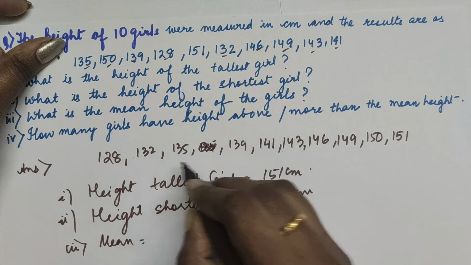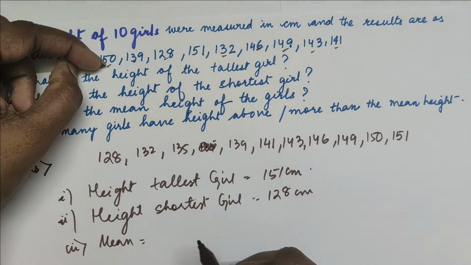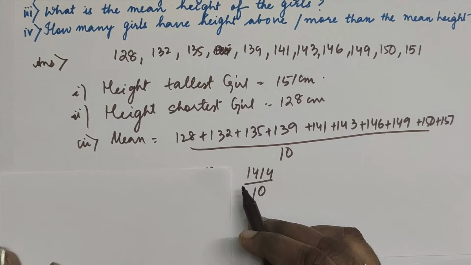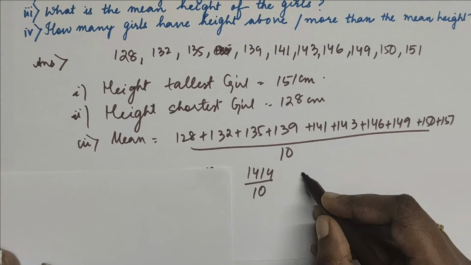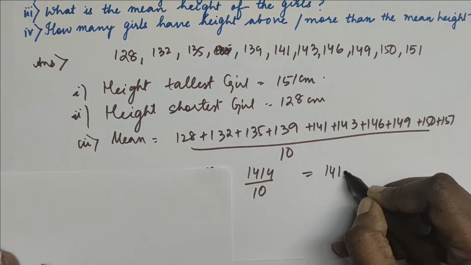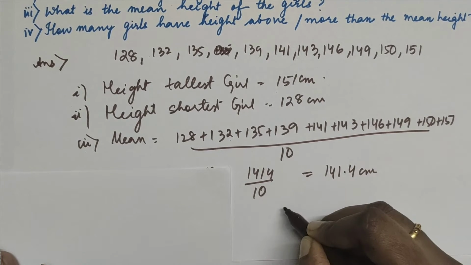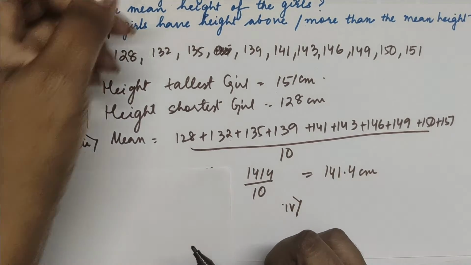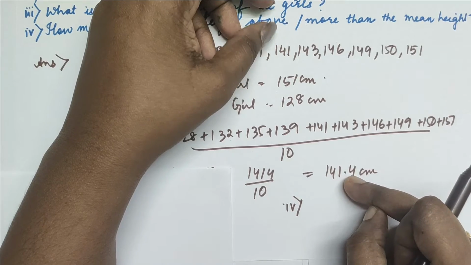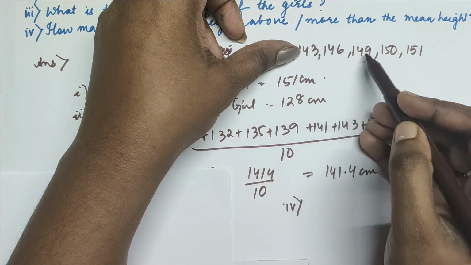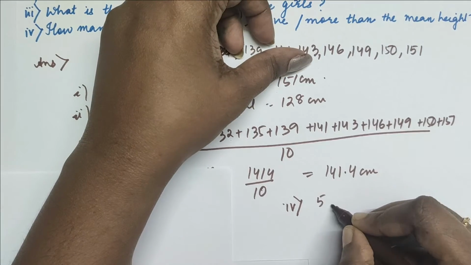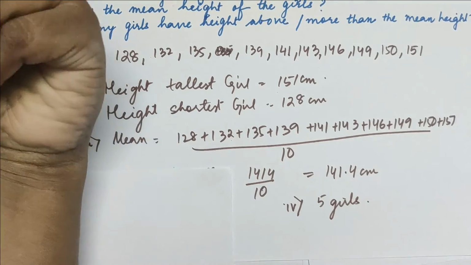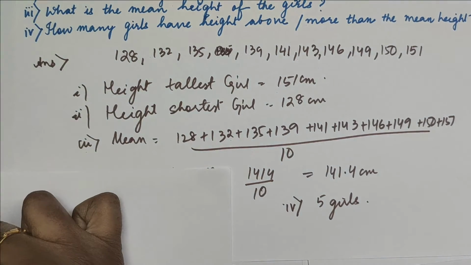Now what is the mean? For calculating the mean, I have to add all and divide by 10, because there are 10 students whose heights are given. So let us add. So we have got a total of 1414 divided by 10, because there are 10 students. So the mean height is 141.4 centimeters. And question number 4 says how many are having above this height. So how many are above 141.4? Obviously 1, 2, 3, 4, 5. So 5 girls are above the mean height. So this is a simple thing. You just need to arrange, add and write the answers.